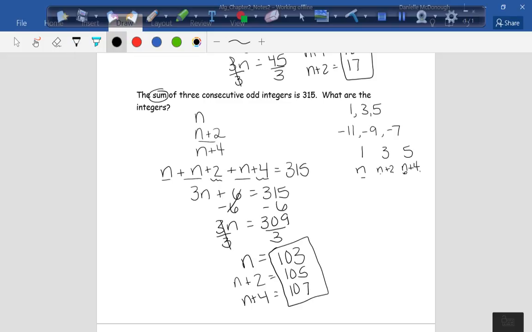This is exactly what you would do with even integers too. It would be n plus 2 and n plus 4. So if it's odd or even, it doesn't really matter. I hope that kind of makes sense.